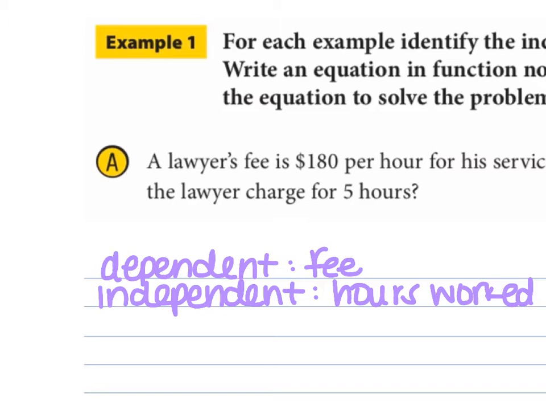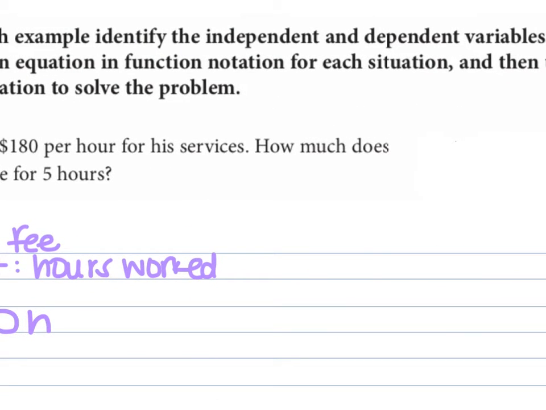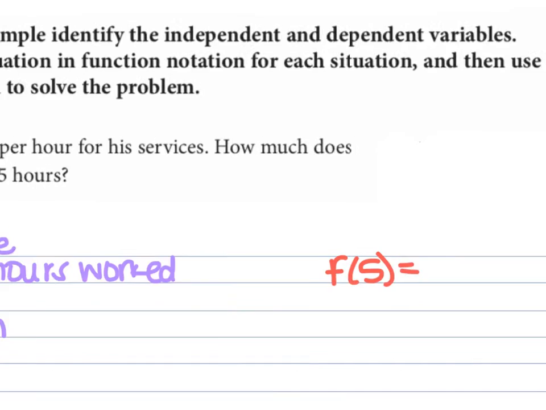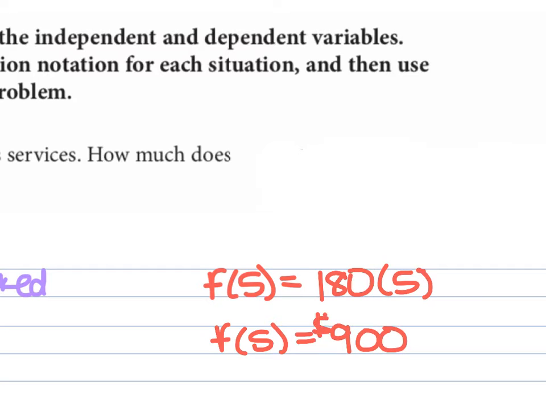From here, we can use f of x to represent y, and the amount per hour is 180 per hour. So f of x is equal to 180 times h is our function notation or function rule. If he works 5 hours, we're going to plug in 5 for h, and that would be f of 5. Whatever you're plugging in for h would go in place of the x, and then you plug it in, so 180 times 5 gives us that he would make $900 for 5 hours.